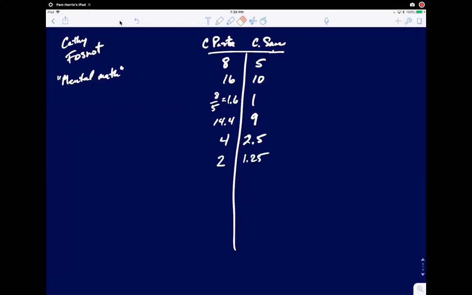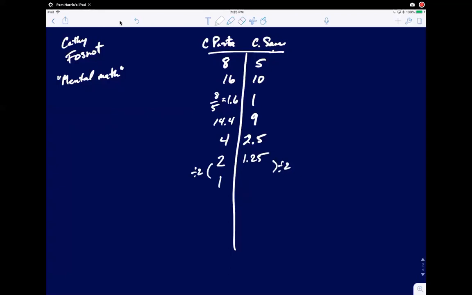Then I might say, hey, the next question of our problem string is, what if I only had one lowly cup of pasta? How much sauce would I need? A lot of kids at this point are just going to divide by 2 here, divide by 2 here, and then get stymied a little bit. What is 1.25 divided by 2?